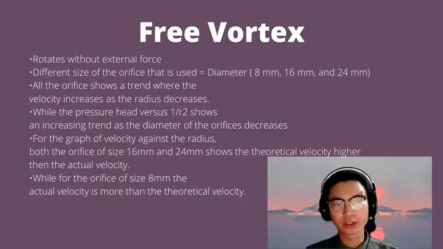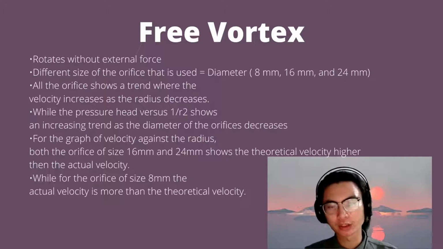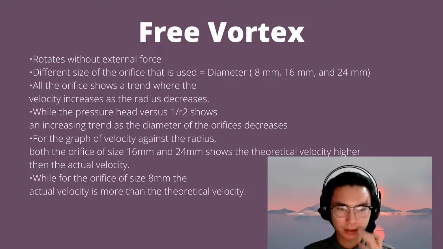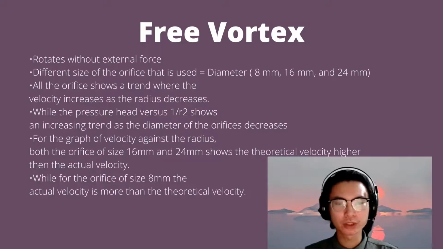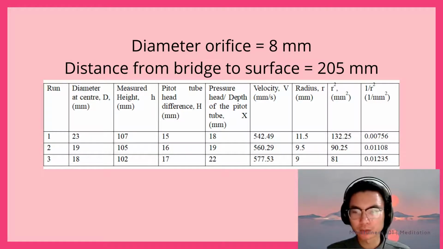For the graph of velocity against radius, both the orifices of size 16 millimeter and 24 millimeter show the theoretical velocity higher than the actual velocity, while for the orifice of size 8 millimeter, the actual velocity is more than the theoretical velocity. So for the next 6 slides, those are the results that we got and calculated for the free vortex.